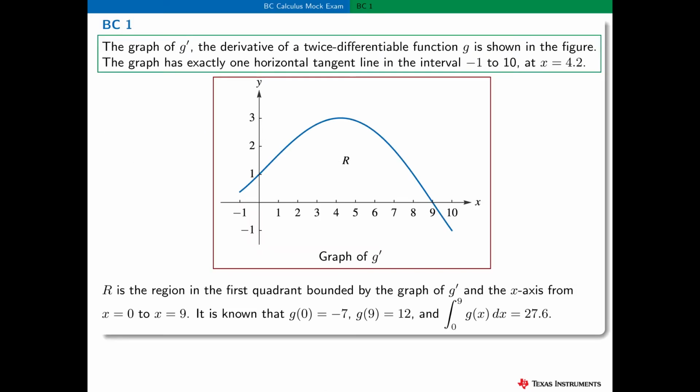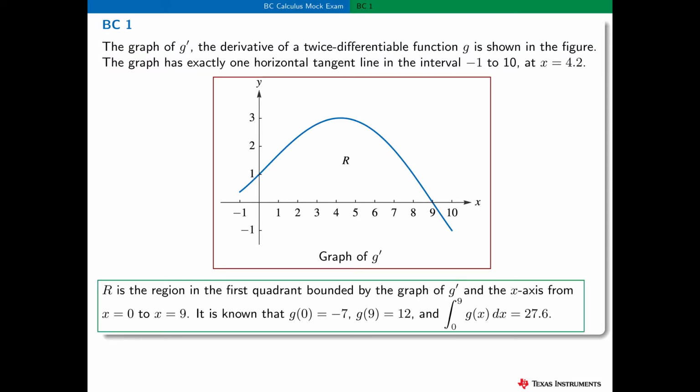Form BC Question 1 involves the graph of g prime, the derivative of a twice differentiable function g. The graph of g prime has exactly one horizontal tangent line in the interval -1 to 10 at x equals 4.2. The plane region R is in the first quadrant and is bounded above by the graph of y equals g prime of x, below by the x-axis, and on the left by the y-axis. And we also know that g of 0 is equal to -7, g of 9 is 12, and the definite integral of g of x from 0 to 9 is 27.6.